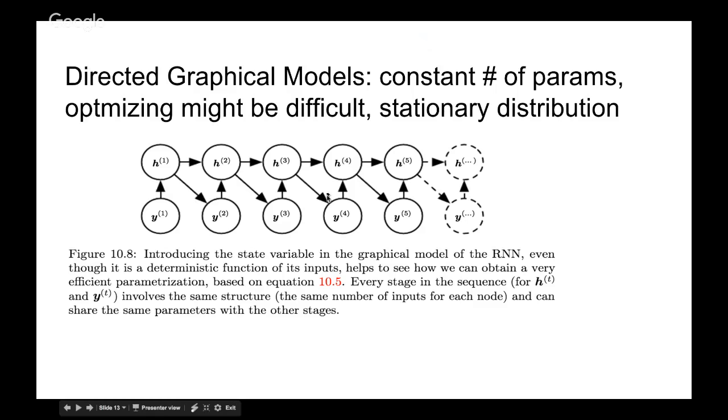And also, this approach assumes that if these transformations are similar from H3 to H4 and H3 to Y4, then the distribution is stationary. Let me define stationary. Stationary means the way H4 depends on its previous input is the same as how H5 depends on its previous inputs. Only the parameters change.